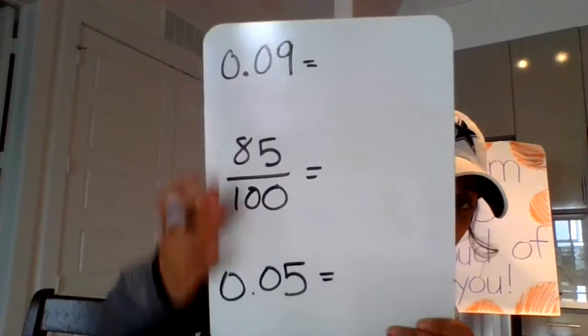The next column, they want us to find the equivalent fraction or decimal for 0 and 900ths, 85 over 100. Sorry, y'all. I'm about to show y'all what I'm writing. So 85 over 100, and 0 and 500ths. So they want us to find the equivalent fraction or decimal for these numbers right here.